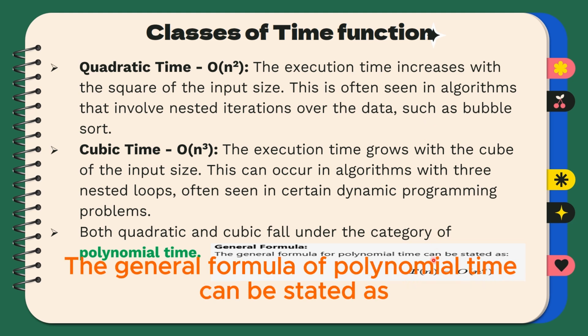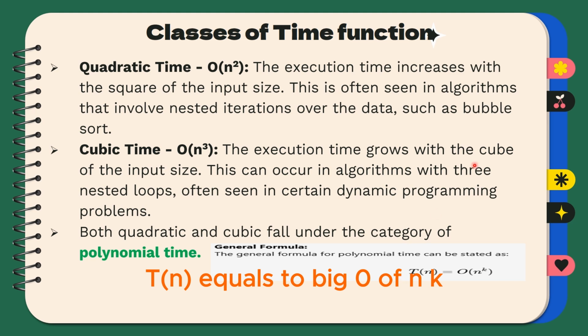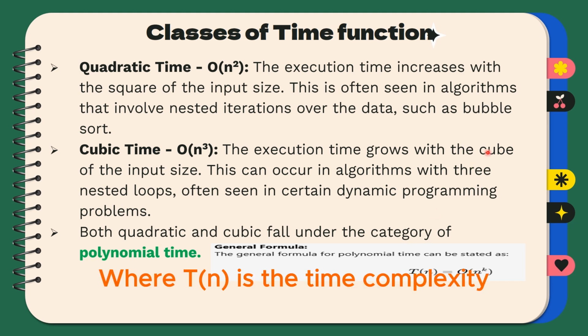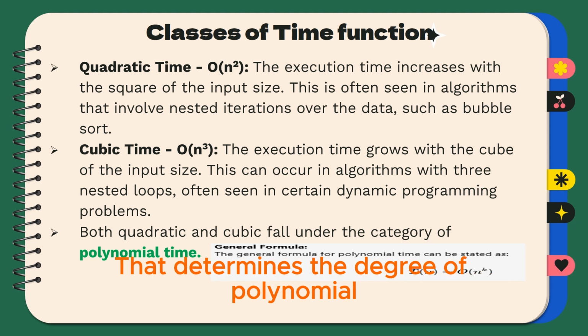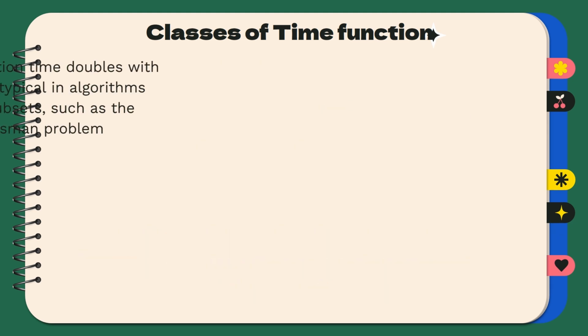The general formula of polynomial time can be stated as T of n equal to big O of n power k, where T of n is time complexity, n is the size of input, and k is a constant that determines the degree of the polynomial.